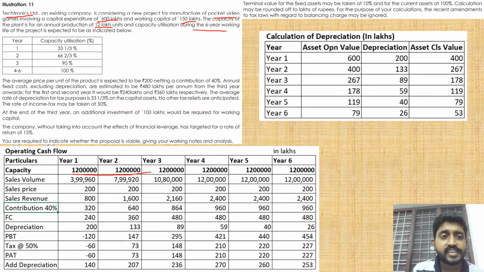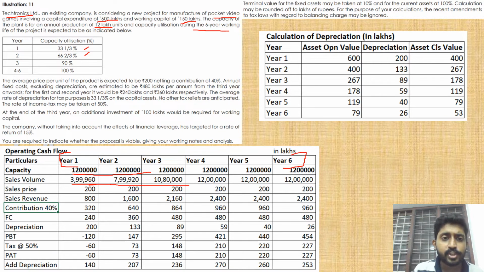During the 6-year working life, so I have taken year 1 to year 6. 6 columns I have taken. I'm going to calculate the cash flow, and the project is expected like this. The capacity utilization is going to be like this. So 12 lakh is the total capacity. By year 1, we are going to utilize 33 1/3, which is nothing but 33.33%. Approximately the sales volume is going to be 4 lakh for the first year. So same way you can apply this percentage on the 12 lakh capacity and find the sales volume.